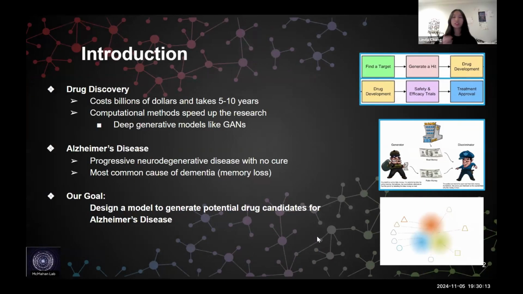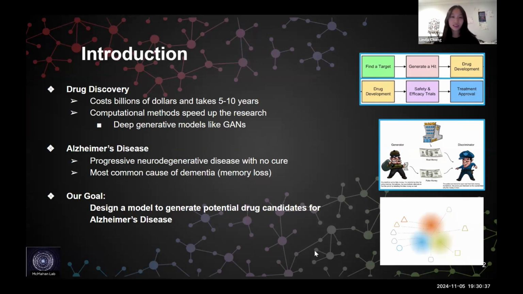Okay, so starting out with a brief introduction to our project. Our project centers around the issue of drug discovery, which can cost billions of dollars and be very expensive, both in terms of money and in terms of how long it takes. It can take up to 5 to 10 years just to generate one drug, and this is using classical methods. So a lot of times computational methods are used to speed up the research in recent years.